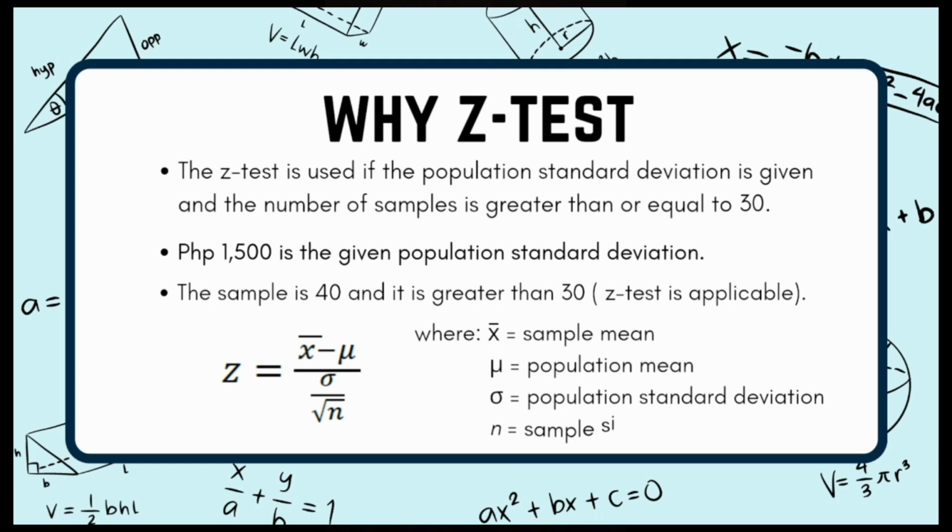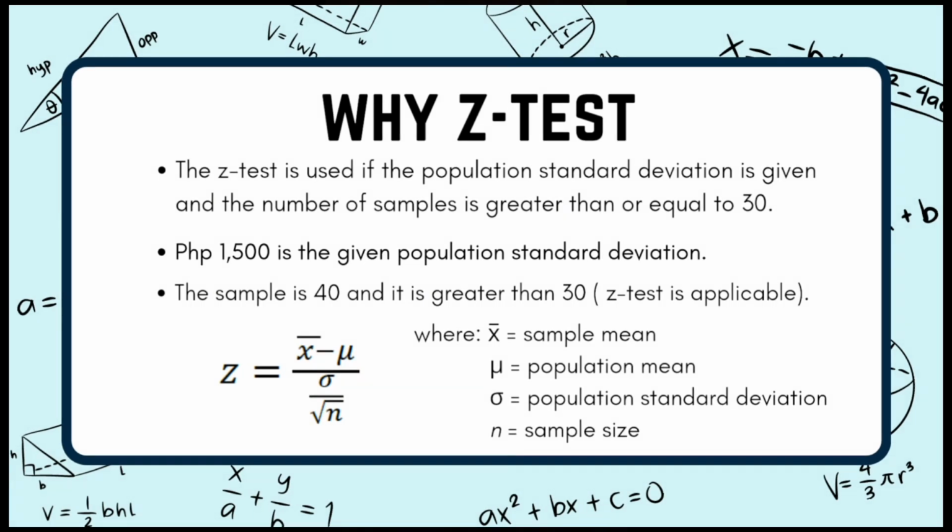So then, ang z-test ay applicable. Ang formula ng z-test for mean ay z is equal to x minus population mean over population standard deviation over square root of sample size.